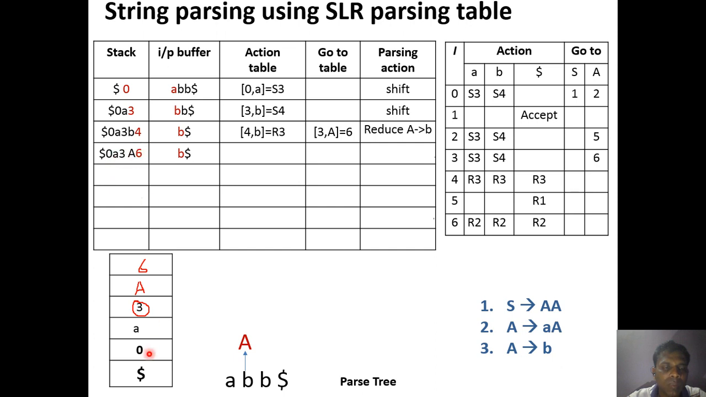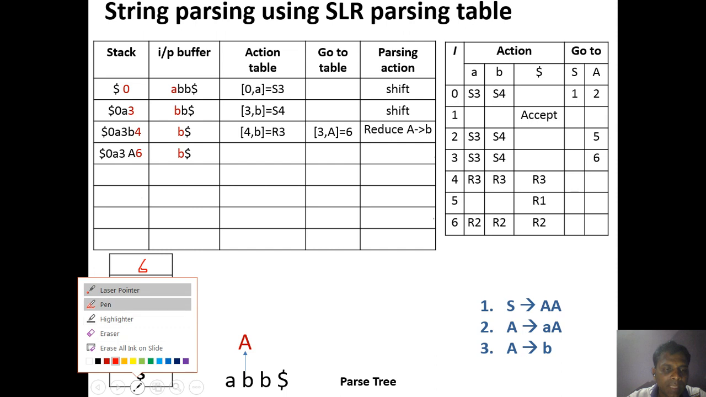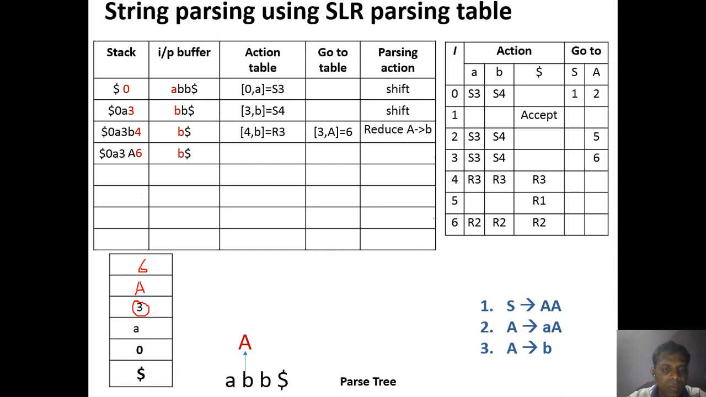So after popping these four symbols, you should push the left hand side variable. What is my left hand side variable? That is nothing but A. So my stack after performing this operation will look like dollar zero, and what is my top of the stack? I'm going to push the A. Okay. So now I want to push the state number. So how am I going to push the state number?